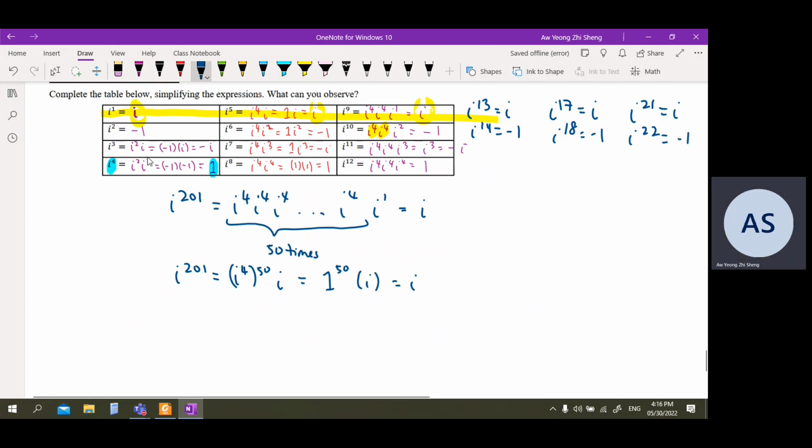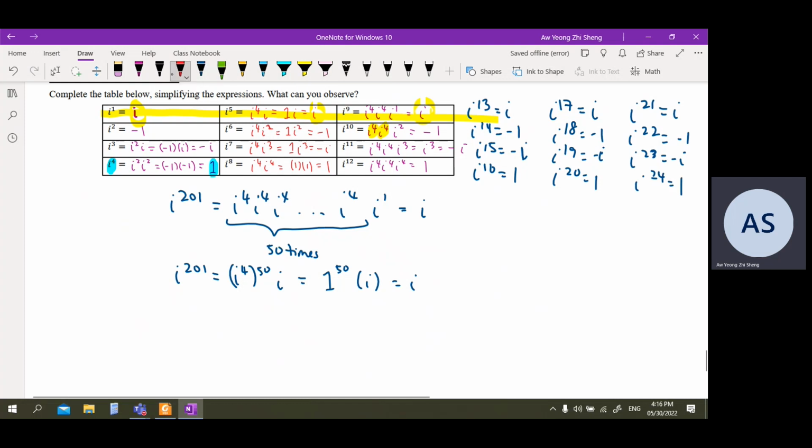If you look at the third row, i cubed is -i, i power 7 is also the same, i power 11 also the same. That means you would expect i power 15 to be -i, i power 19 to be -i, and i power 23 to be -i. And the last one, i power 4, i power 8, i power 12, those are all 1. So you expect i power 16 to be 1, i power 20 to be 1, i power 24 to be 1.